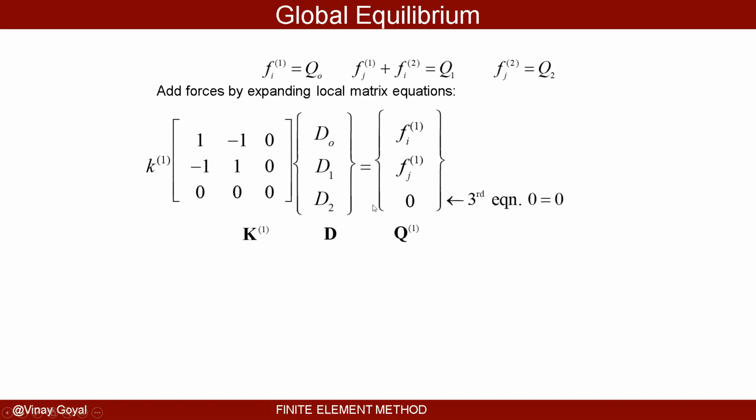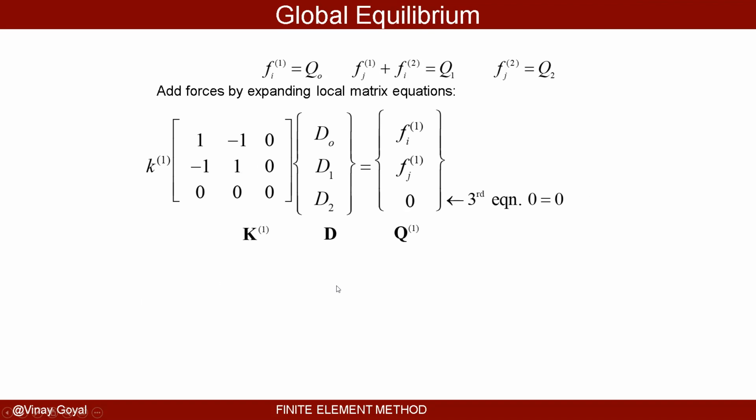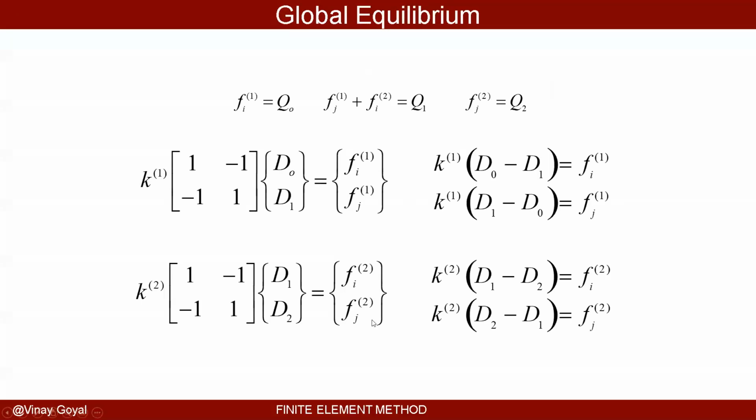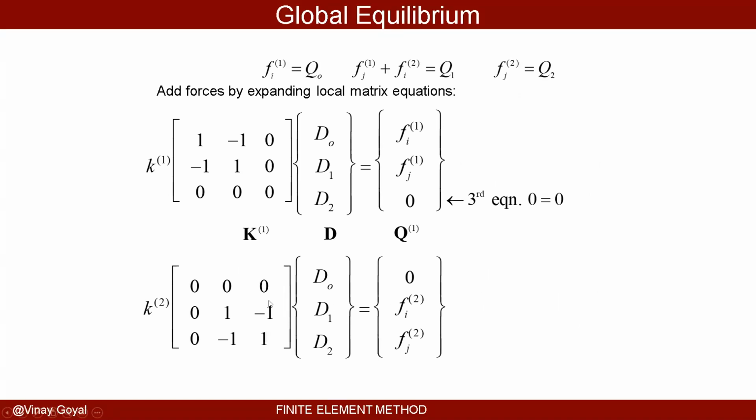For the second equation, I'm going to do the same thing. I'm going to put a column of zeros and a row of zeros because D0 does not show up in element number 2 at all. You can see here that element number 2 does not have D0. So I'm adding D0 fakely, and you can see that here, 0 here, 0 there. And that's great.